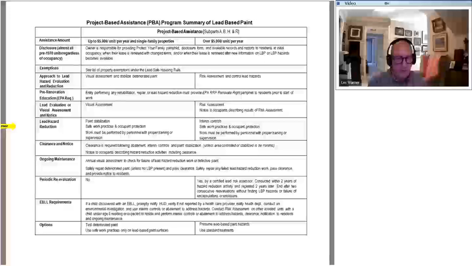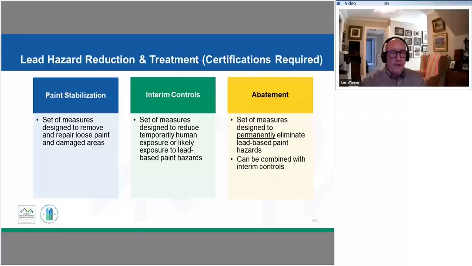And so you'll see from our chart, we have a difference following this if we are falling under our up to $5,000 per unit per year category, or some projects will then be in our column where we have a higher level of requirement because of that dollar per unit per year. So levels overall for treatment, before we get into what we specifically are doing for Subpart H, our paint stabilization, which is sort of our most minimal.